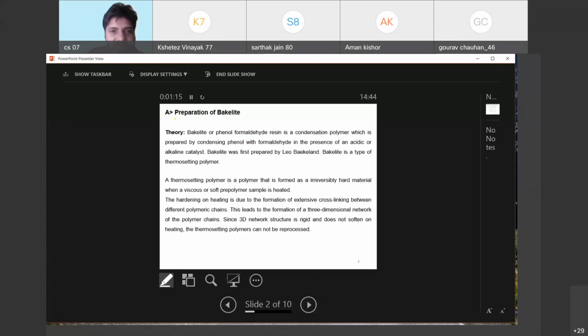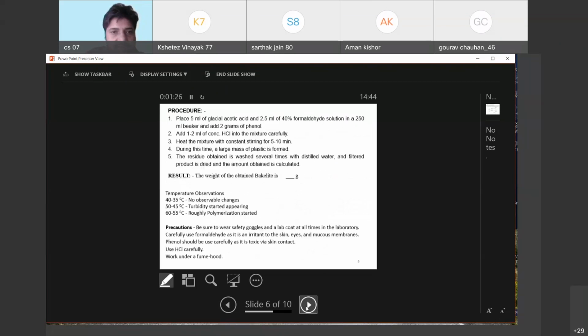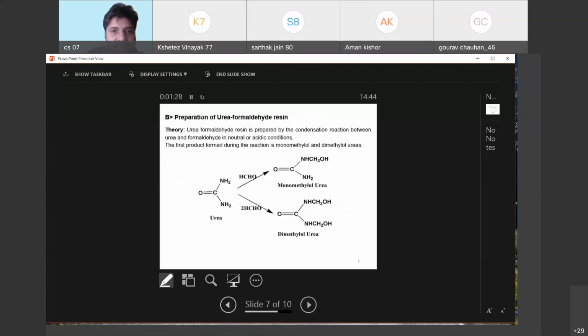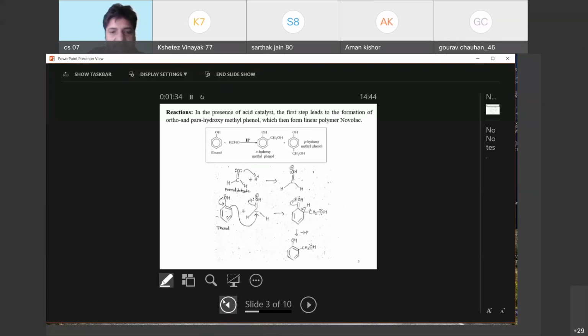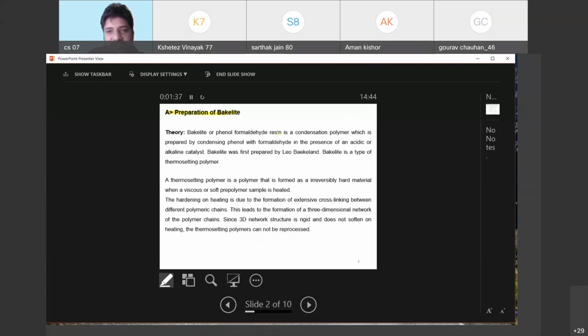So first we will discuss the theory one by one. First we will discuss the preparation of bakelite. Then we will discuss the preparation of urea formaldehyde resin. Remember, both of these are condensation polymers.